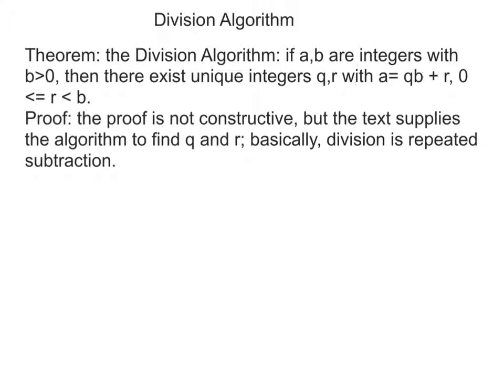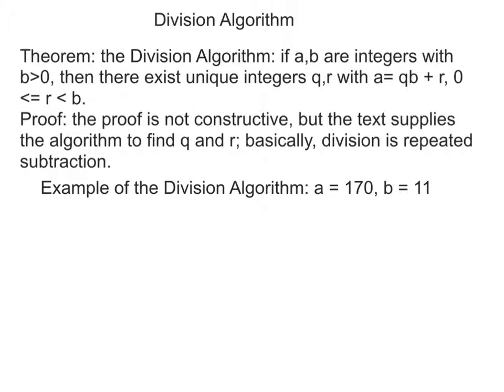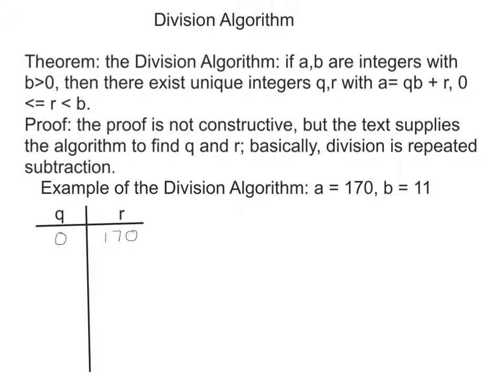If you recall from 3rd grade or 2nd grade, when you learned how to multiply, multiplication was often defined as repeated addition. Well, here we're going to define division as repeated subtraction. So our example of the division algorithm is a is equal to 170. We're going to divide it by b, which is equal to 11. So we start by counting how many times we can subtract 11 from 170. The first time we subtract 11 from 170, we get 159.